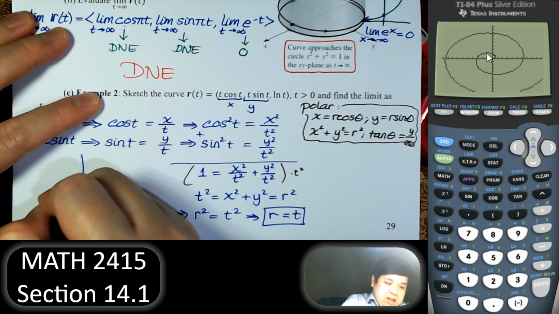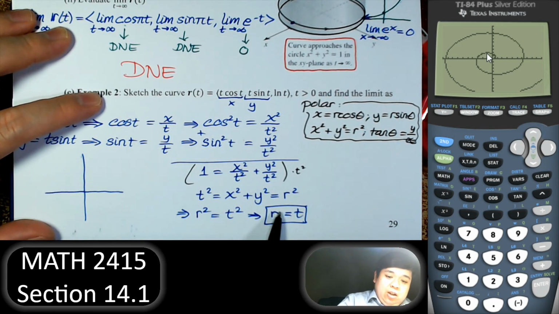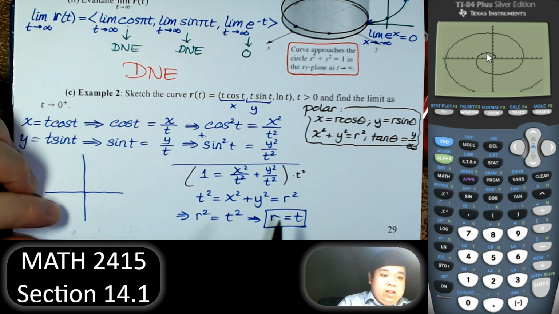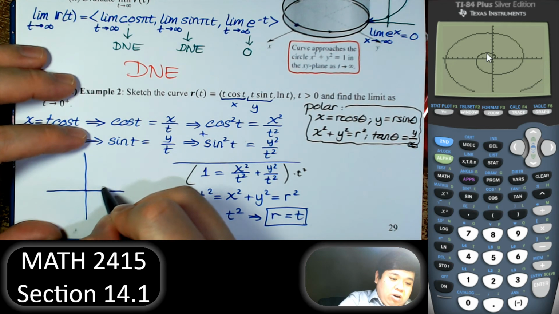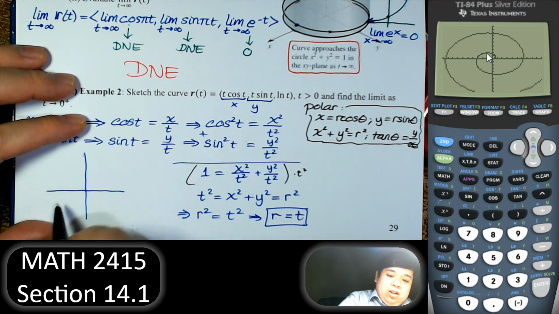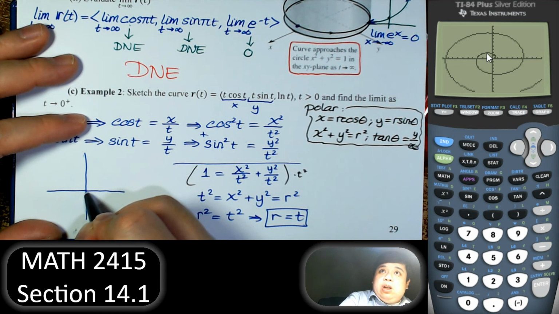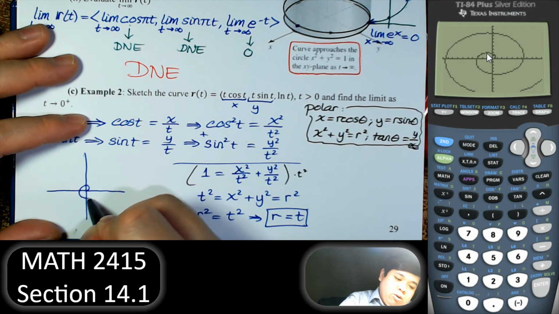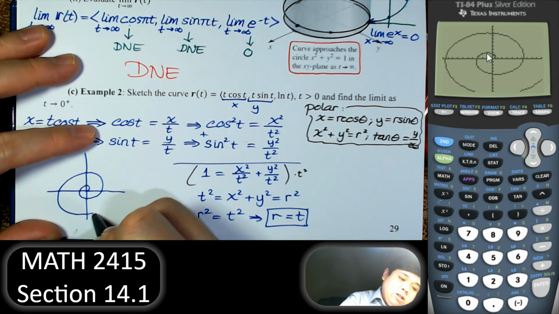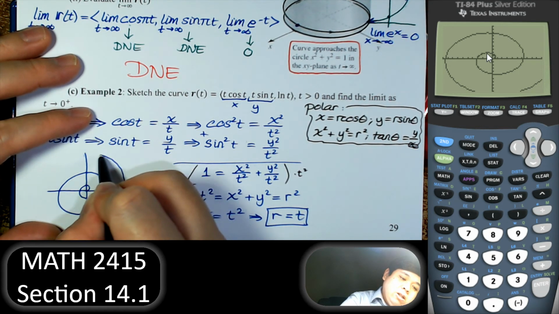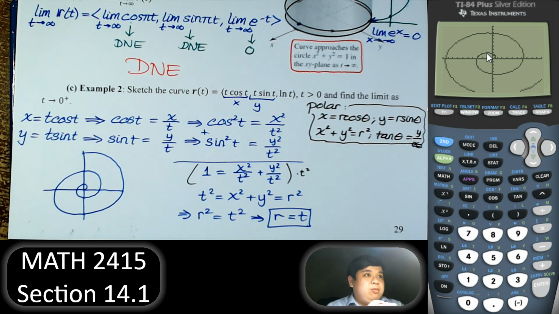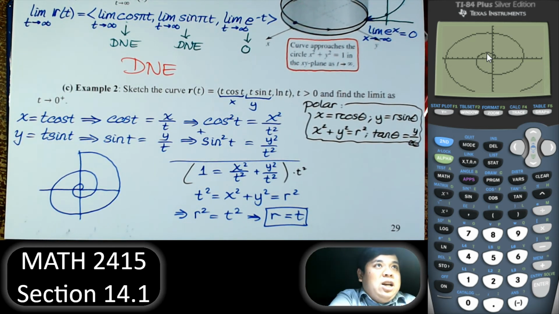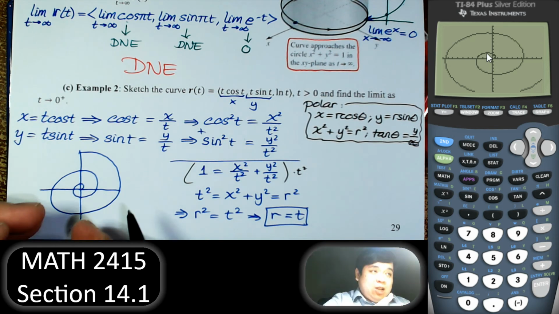Meaning that as the angle increases, the radius will just keep increasing. So whatever the angle is, the radius will get bigger and bigger. So essentially we have a spiral like this. So that is in the xy plane. So if we look from the top, that's what we see.